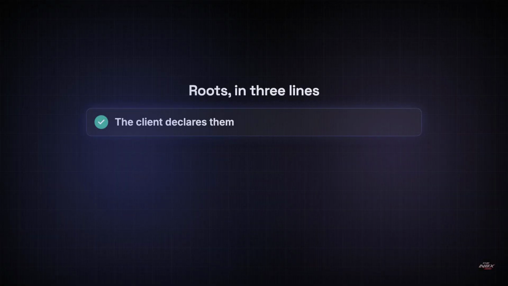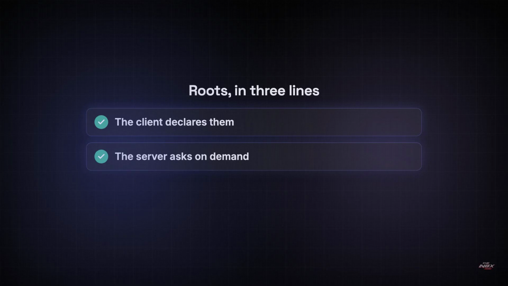Three lines. The client declares the roots as file URIs. The server asks for them on demand, through list roots. And the check against them is yours to write every time.